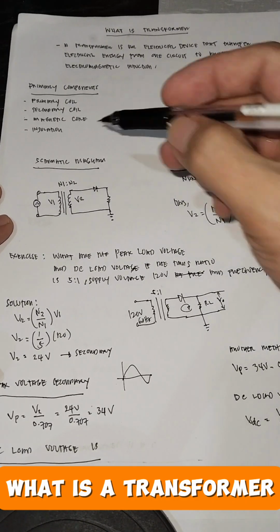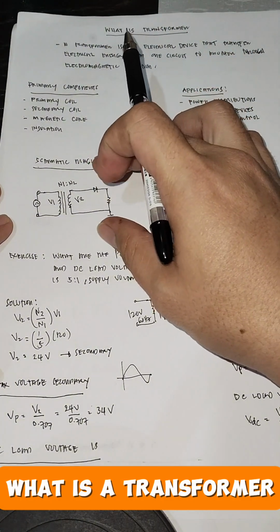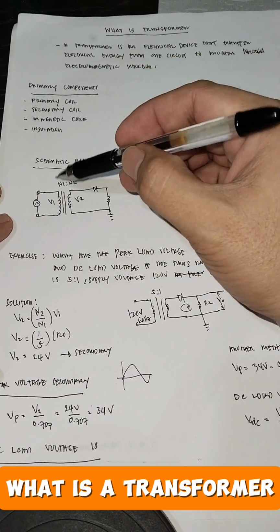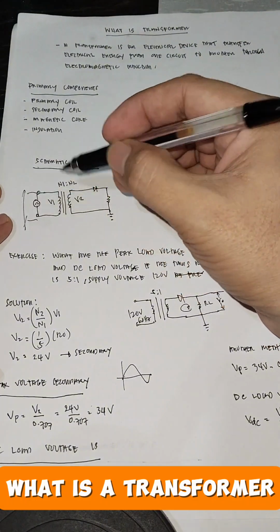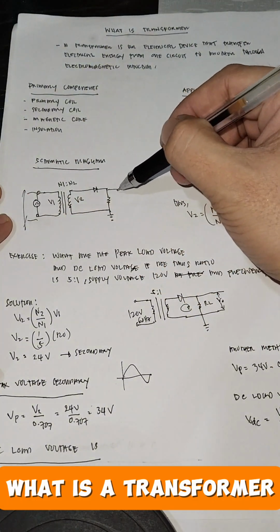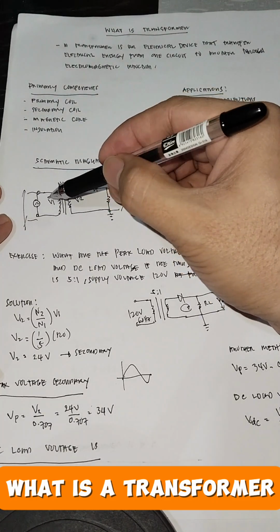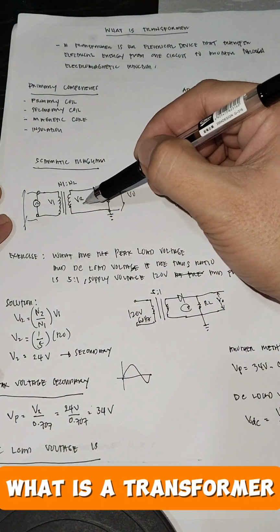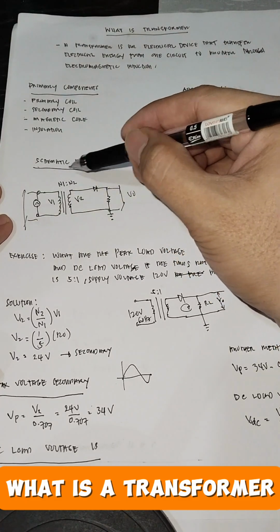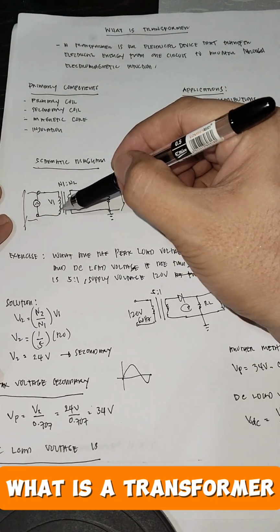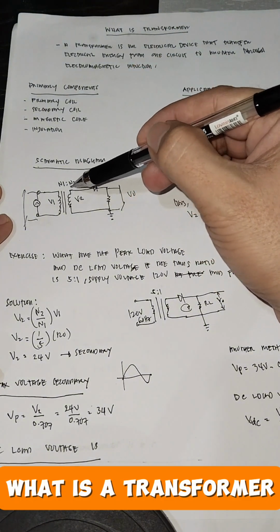Okay, so I have here a basic schematic diagram of a transformer. We have the input, this one, and we have the output here. We have a primary voltage V1, a secondary voltage V2, and we have a turns ratio in a transformer. We have a primary coil, this one, and the secondary coil.